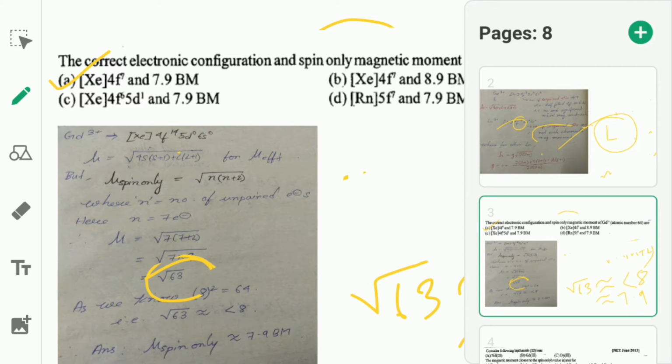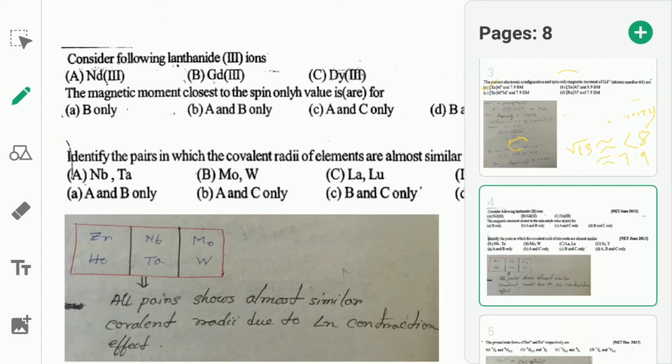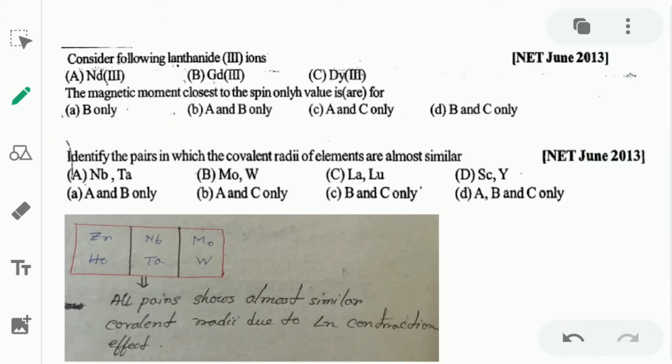Now let's do the next question. The next question says, consider the following lanthanide 3+ ions. Okay, which ion? Iridium 3+, gadolinium 3+ and dash.